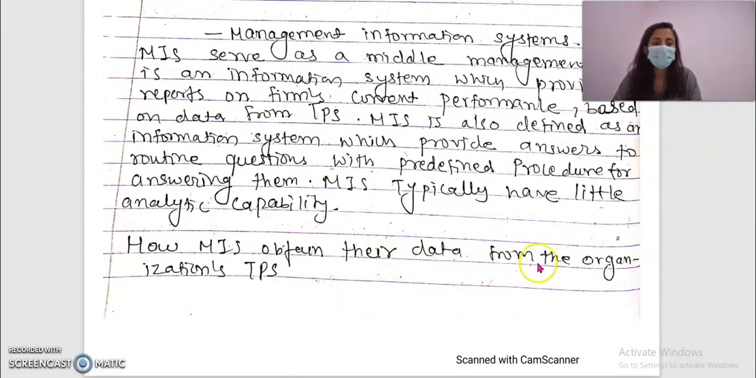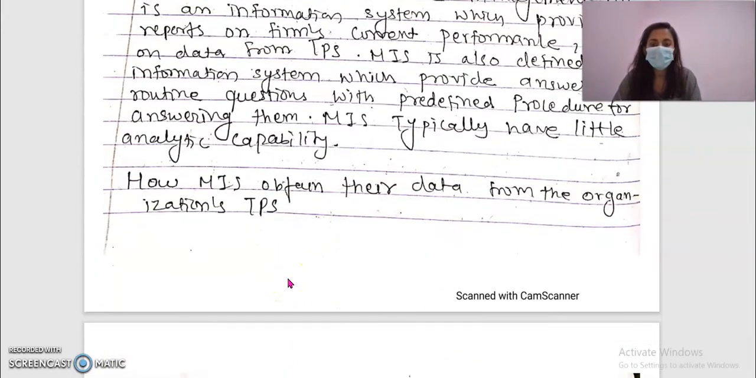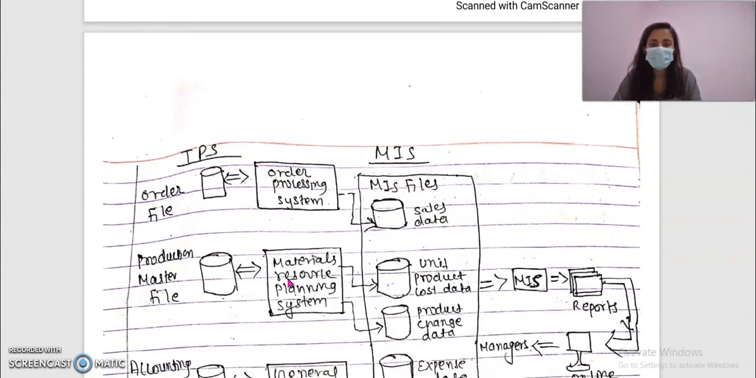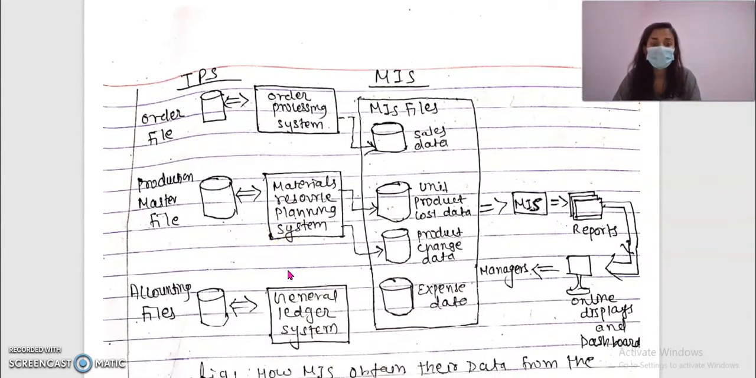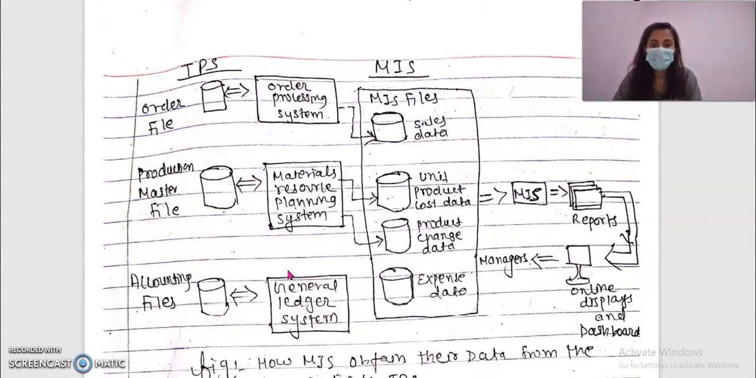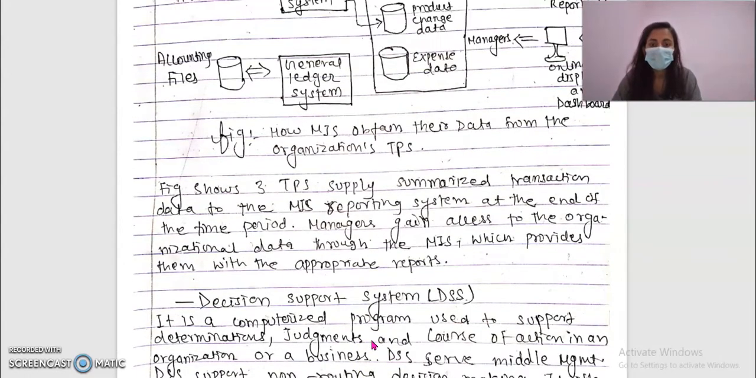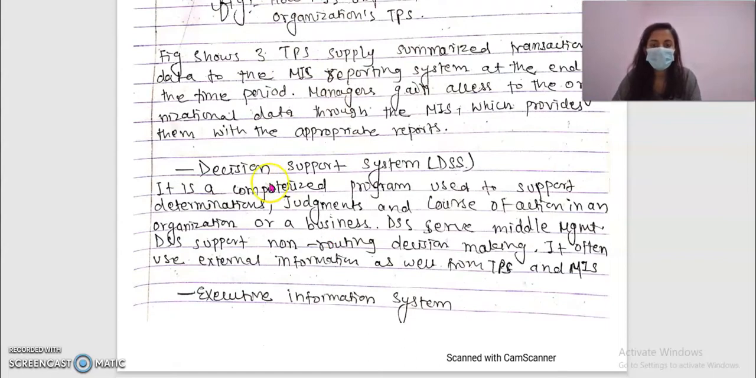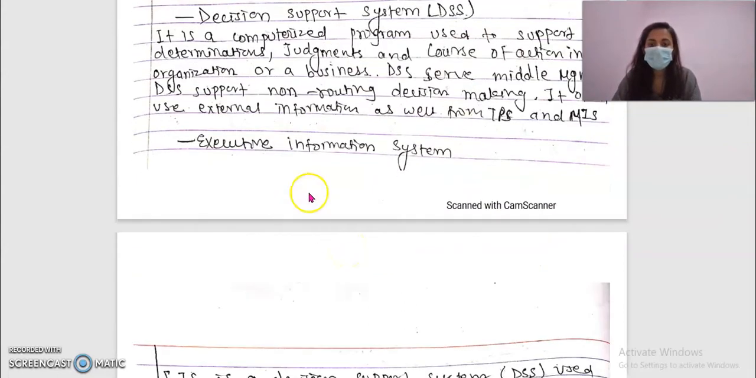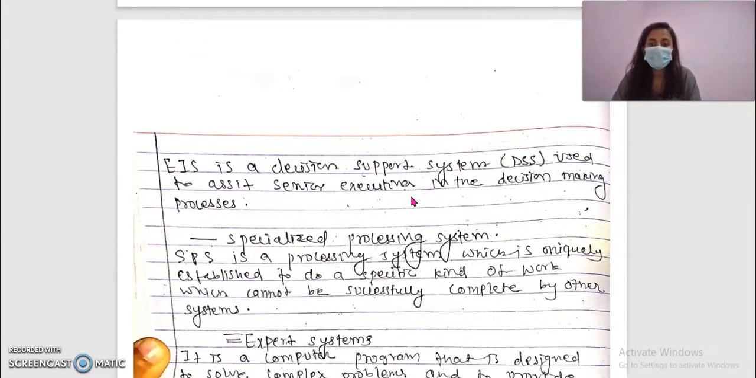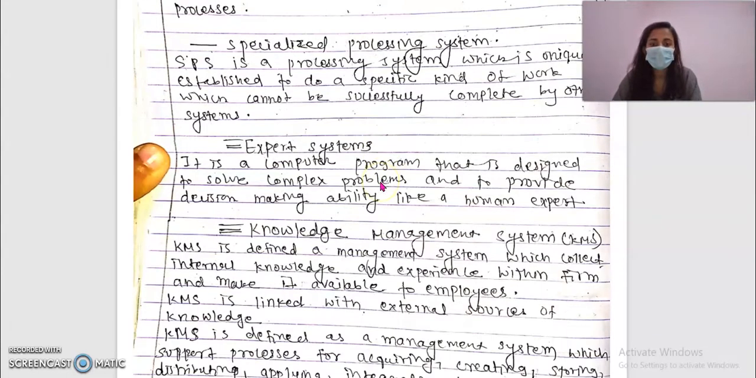How MIS obtains its data from the organization's TPS, Transaction Processing System. So you have to write this whole figure in order to answer how MIS obtains its data from the organization's TPS. So this is a small explanation. This is decision support system, executive support system. Read this explanation yourself.